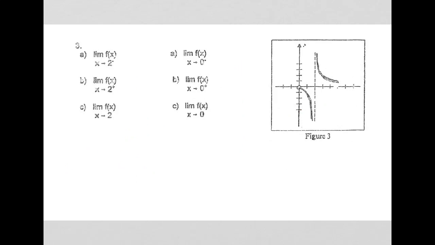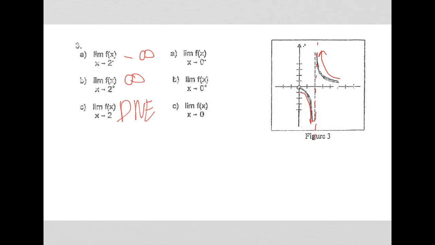So let's look at this third one now. Same two values, 0 and 2. So let's look at the x value of 2 first. Notice we have a vertical asymptote there. From the left, we're following that branch down to -infinity. From the right, we're following that branch up to +infinity. Since they are heading in different directions, they are not the same limit. We're going to say that this limit does not exist.